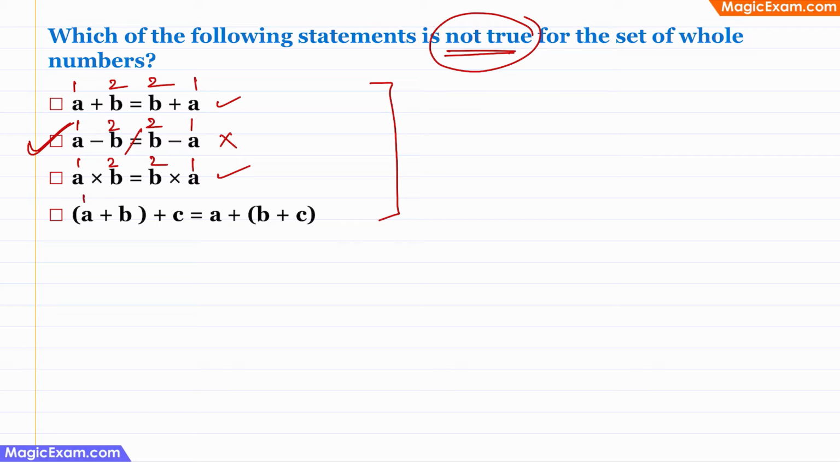And if I were to put 1, 2 and 3 here and 1, 2 and 3, so if you add 1 and 2 and then add it to 3, you will get the same result if you were to add 2 and 3 together and then add the result to 1. So this last statement is also correct. Therefore, the statement which is not true is the second one.